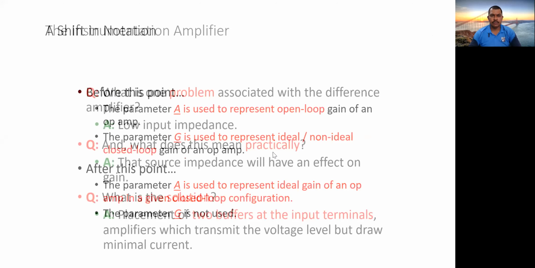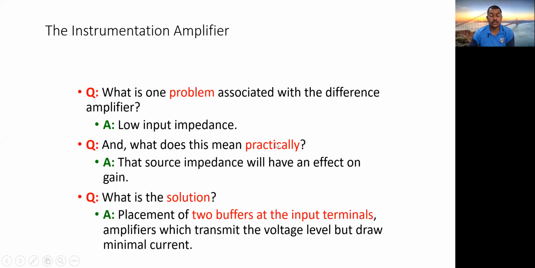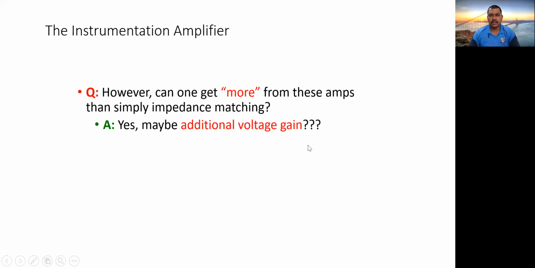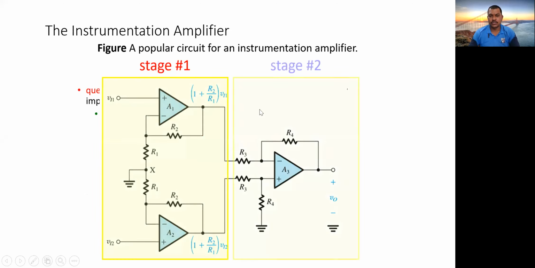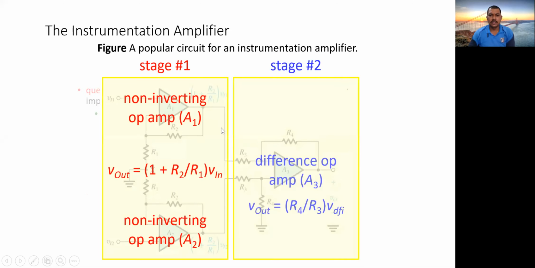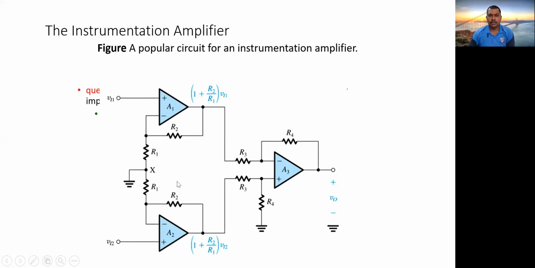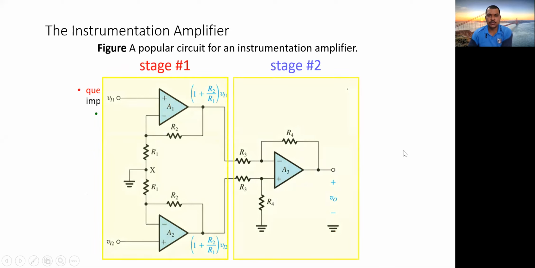This is the instrumentation amplifier. The problem associated with the difference amplifier is low input impedance, which means the source impedance will have an effect on the gain. Here is the source, and this is the input impedance of the circuit. The solution is that two buffer input amplifiers can be used, and they may provide additional voltage gain. This is the circuit we are supposed to use: the two buffer amplifiers one and two, and this is the difference amplifier. This is stage one and this is stage two.